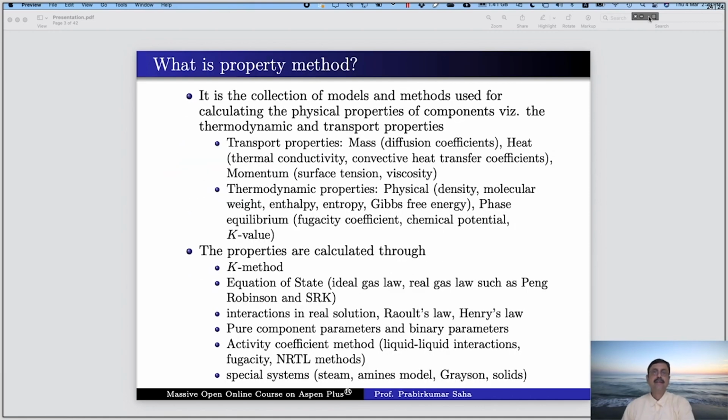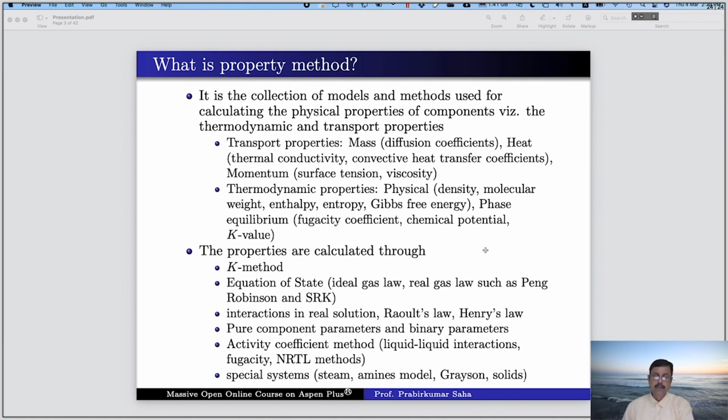First, let us understand what is property method. Already we have discussed the property method in a nutshell while we simulated some of the processes in the first 3 weeks of our lecture series, but we'll learn in detail over here. Now, the property method is a collection of models and methods used for calculating the physical properties of components, namely the thermodynamic and transport properties.